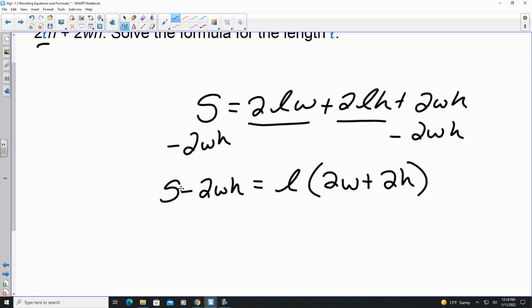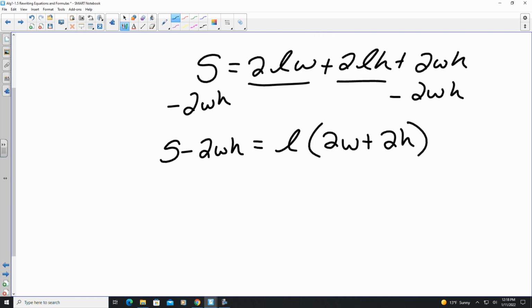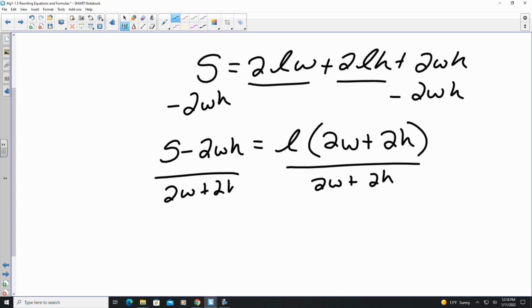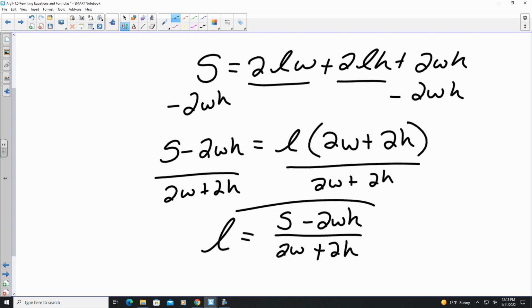And now the final step is to divide 2W plus 2H on both sides, which means my L is now solved for, and it's going to be S minus 2WH all divided by 2W plus 2H.